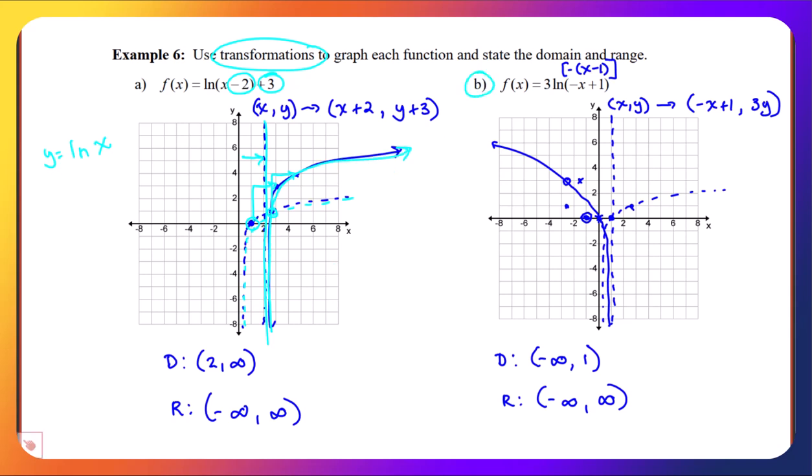B is slightly more complicated. Like we did earlier, I need to separate the reflection from the shift. So I factor the negative out, and I'm left with x minus 1, right? Because this is still negative x, and this is still plus 1. So, again, our basic graph, (1, 0) and (2.71, 1). Here's our basic graph. It's going to shift to the right 1.